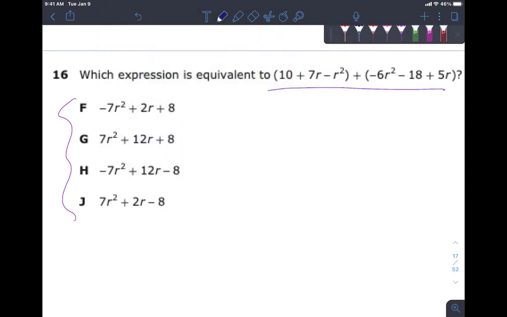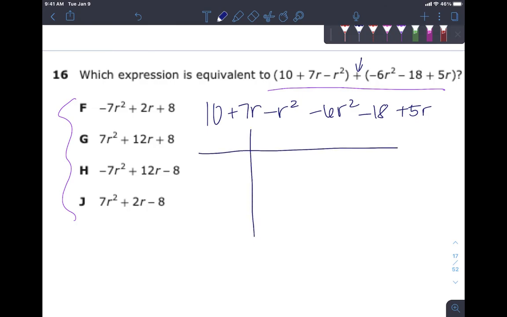All right. So first thing I see is that this is a plus in between here, meaning it is not going to affect anything. So I can just pull everything out of my little parentheses and then start combining like terms. So for this particular one, just because there's so much going on, I'm going to use a chart just to help me keep things organized.